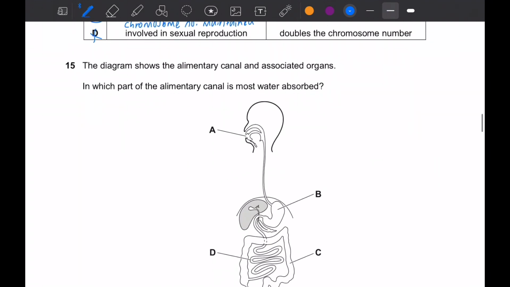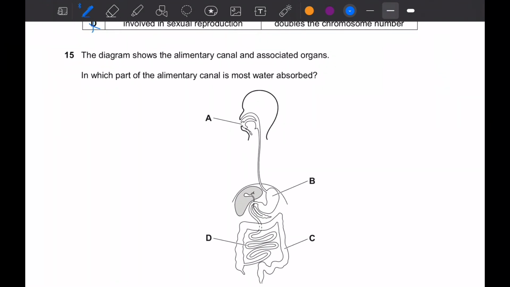Next question, the diagram shows the alimentary canal and associated organs, and in which part of the alimentary canal is most water absorbed? That would be your small intestine, which is D. The large intestine also absorbs water, but the small intestine absorbs more water than the large intestine. So the answer would be D.